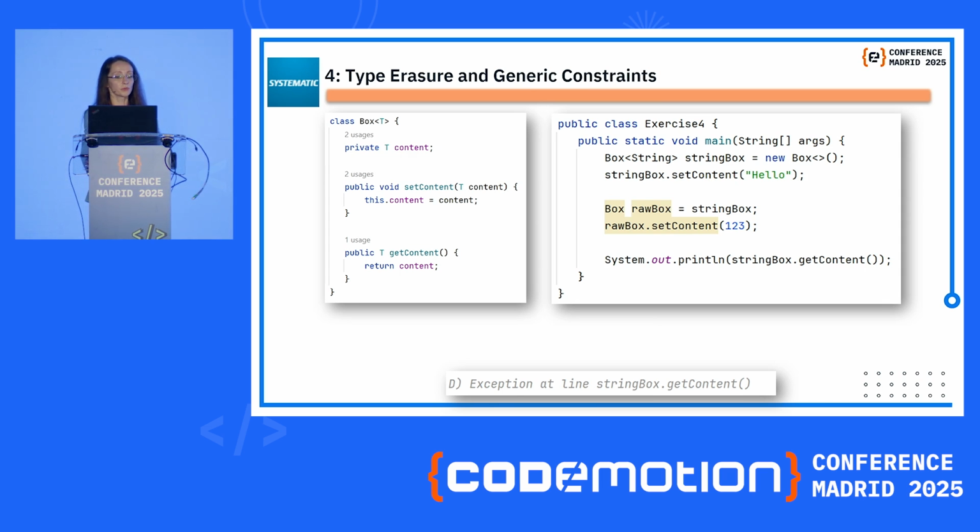But when we try to retrieve the content for the string box, we'll have a class cast exception because it was expecting a string but receives an integer. So this is where the exception appears, not on the set content for the 123. Nothing happens there. It works, it allows us to continue. We get the error when we try to get the content, because we were expecting a string, but we get an integer.